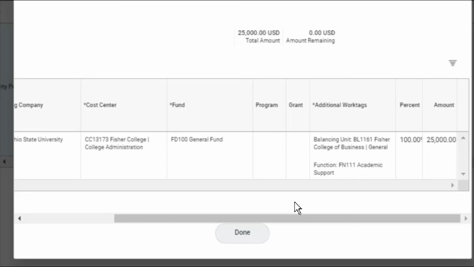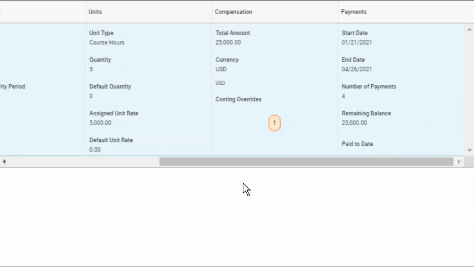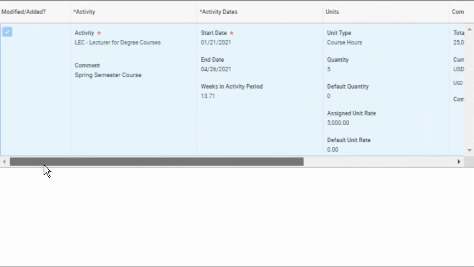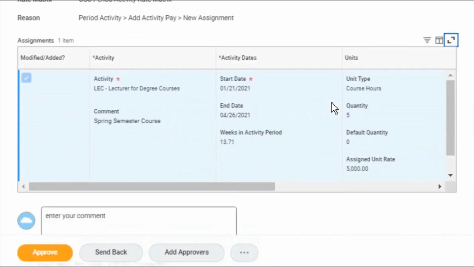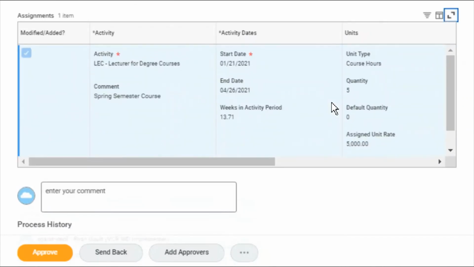I will now navigate back to the original request by clicking Done. This completes the review of the period activity pay request. I will select Approve for this request.